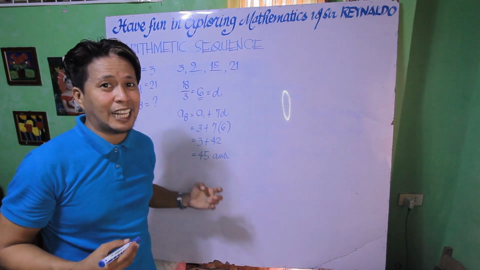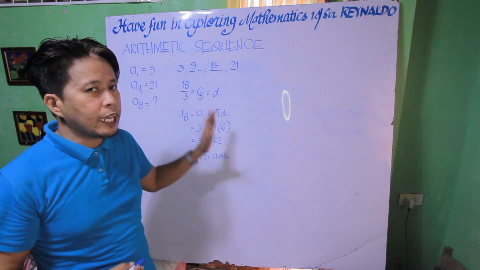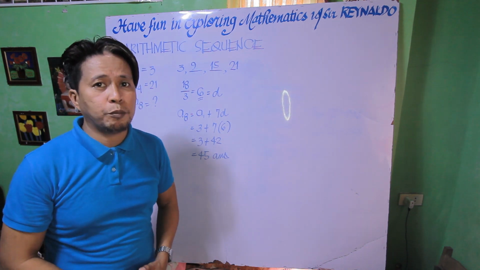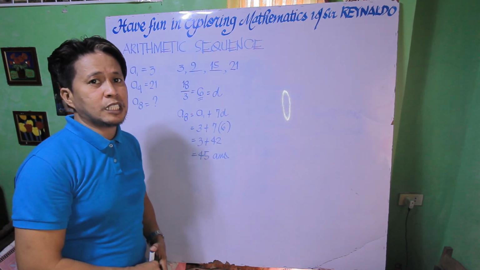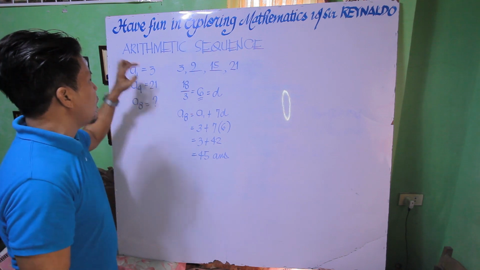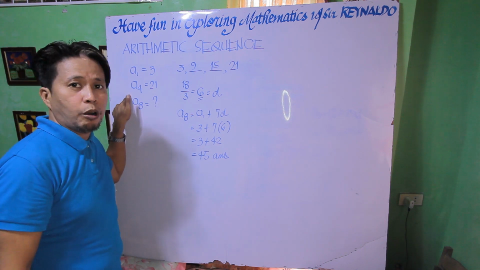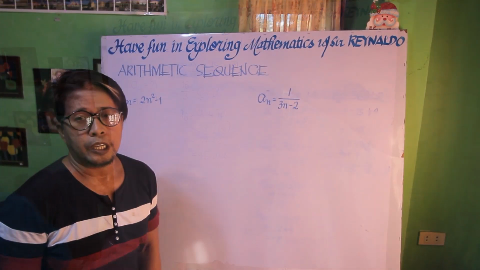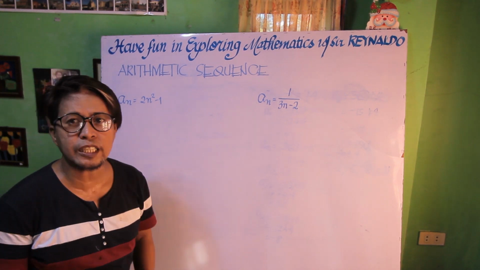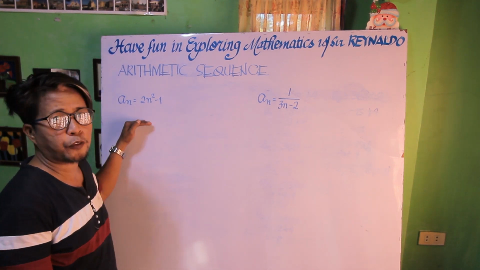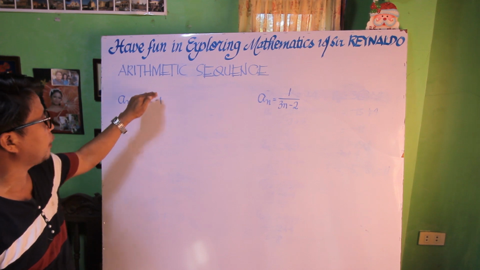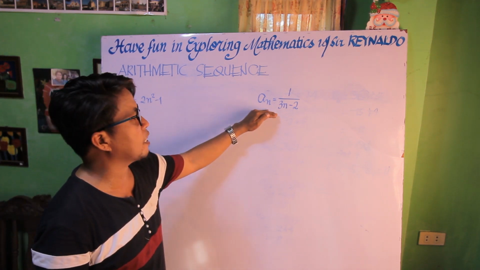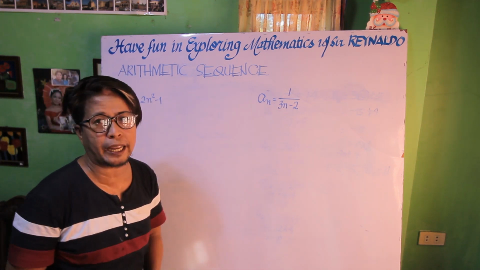So ganun lang siya kadali. Basta, lagi tayo mag-stick doon sa formula ng arithmetic sequence. And the basic needs are the first term and the common difference. Okay, what about if the given general rules are in this form? We have a sub n is equal to 2n squared minus 1, and we have a sub n is equal to 1 over 3n minus 2.